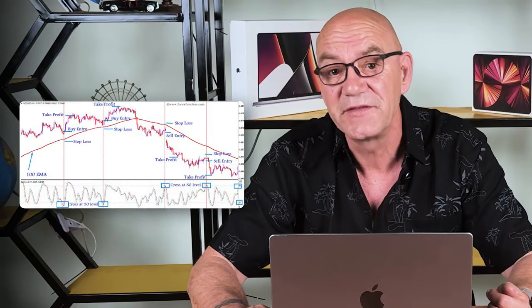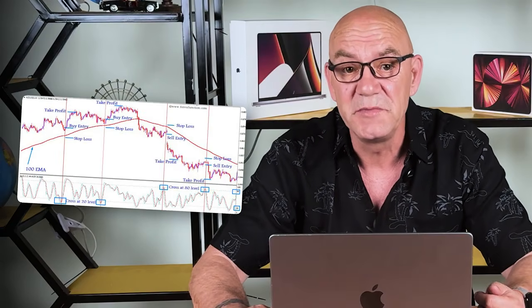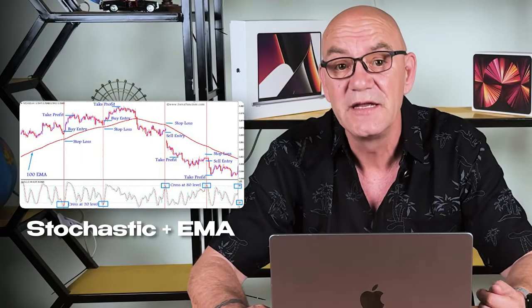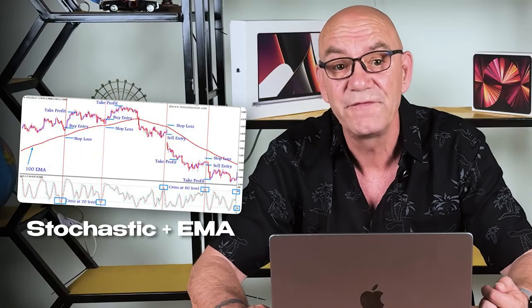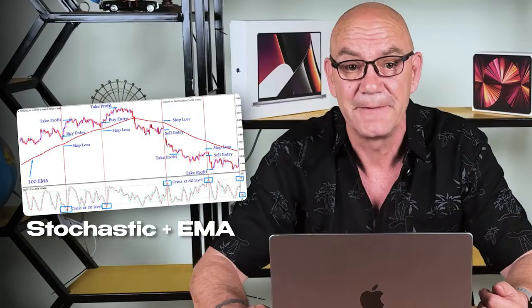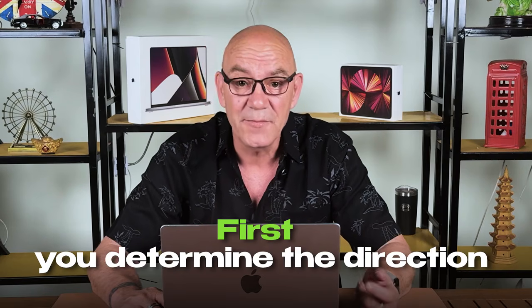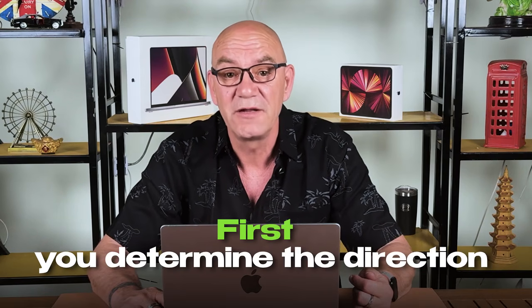For example, you can take a moving average like the EMA to determine the overall trend, and then use the stochastic within that trend to find a specific entry point. This creates a simple and understandable strategy. First, you determine the direction. If the trend is upward, you only consider buying opportunities. If it's downward, you consider selling opportunities.